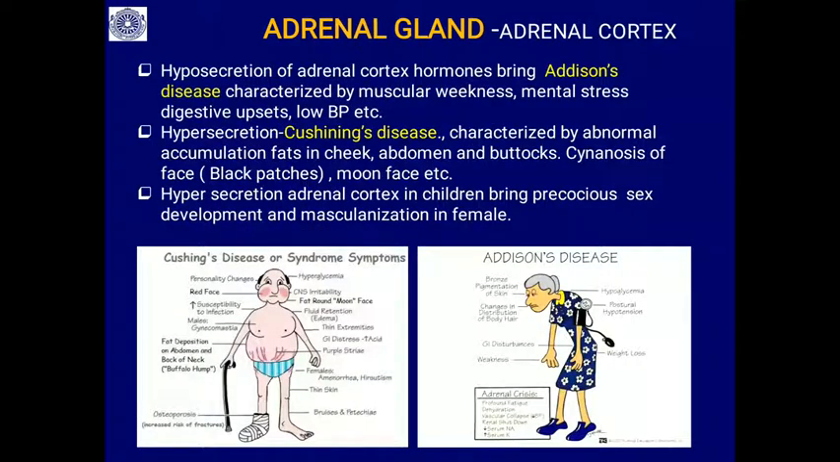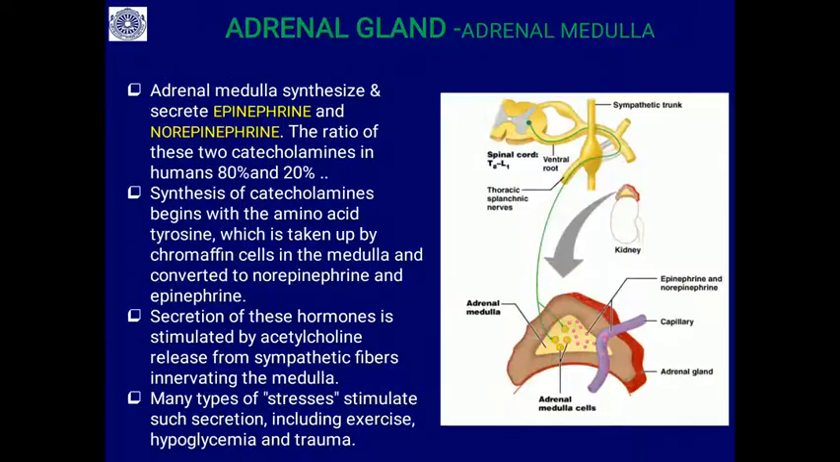Then what happens in hyposecretion of the adrenal cortex, as I already discussed, with hyposecretion of ACTH, is Addison's disease, with muscular weakness. And with hypersecretion, it is Cushing's disease, where you can see abnormal accumulation of fats in the cheeks, moon face and all this. Then hypersecretion of the adrenal cortex in children sometimes causes precocious early sex development, and masculinization in the case of females.